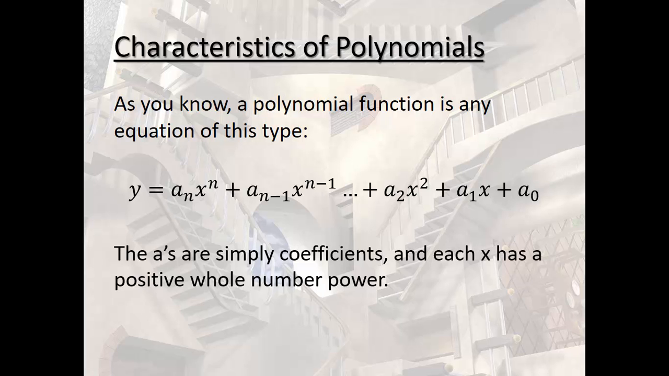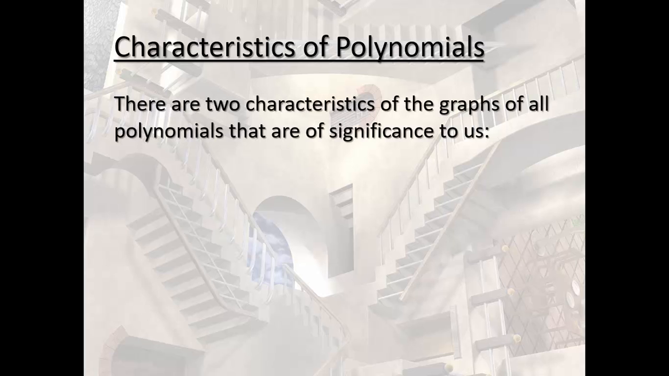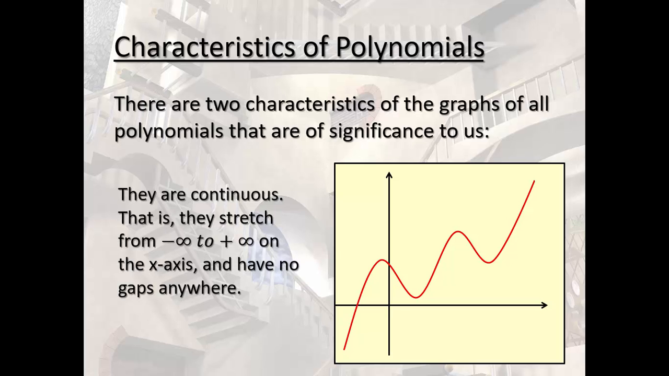All right, so what are some things that we know about these polynomials? What are those characteristics? Well, there's two graph-wise that are of significance to us. First of all, there's a higher degree polynomial right there. It is continuous. That means that it stretches from negative infinity to positive infinity on the x-axis. And there are no gaps anywhere.